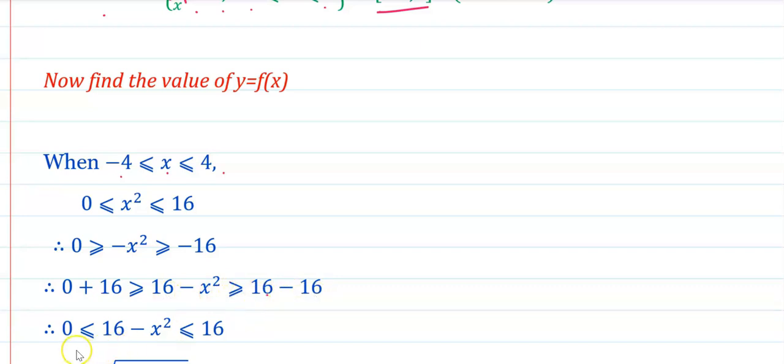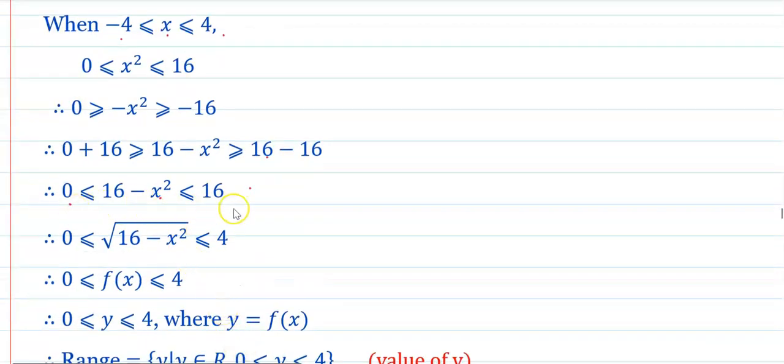Okay, 16 minus 6 you will get 0. 16 minus x square less than or equals to 16. Okay, this is what we have written here. If we take the square root, then what you will get? 0 is less than or equals to root of 16 minus x square less than or equals to root of 4.